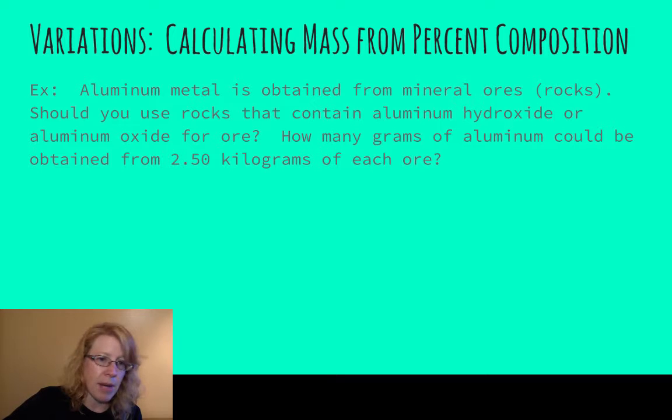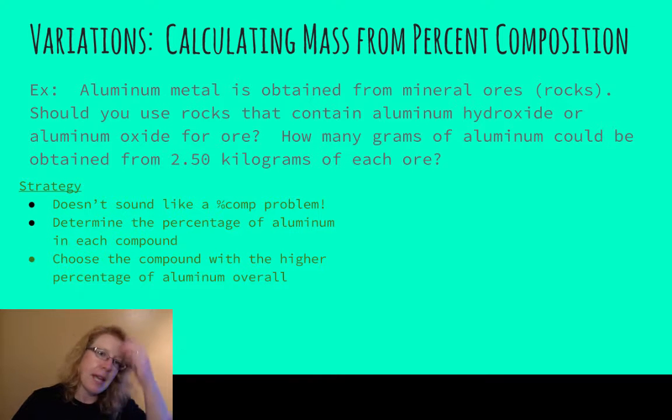And so now here I'm talking about 2.50 kilograms of each ore, just as a round number to work with. So what's my strategy here? Again, this is another one of those ones that doesn't necessarily sound like a percent composition problem, but I've got masses and I'm trying to do a comparison based on how much aluminum I can get. So with this one, probably the easiest way, or the way that I would attack this, is to figure out the percent of aluminum in each of those two compounds. Aluminum hydroxide, what percent is aluminum?